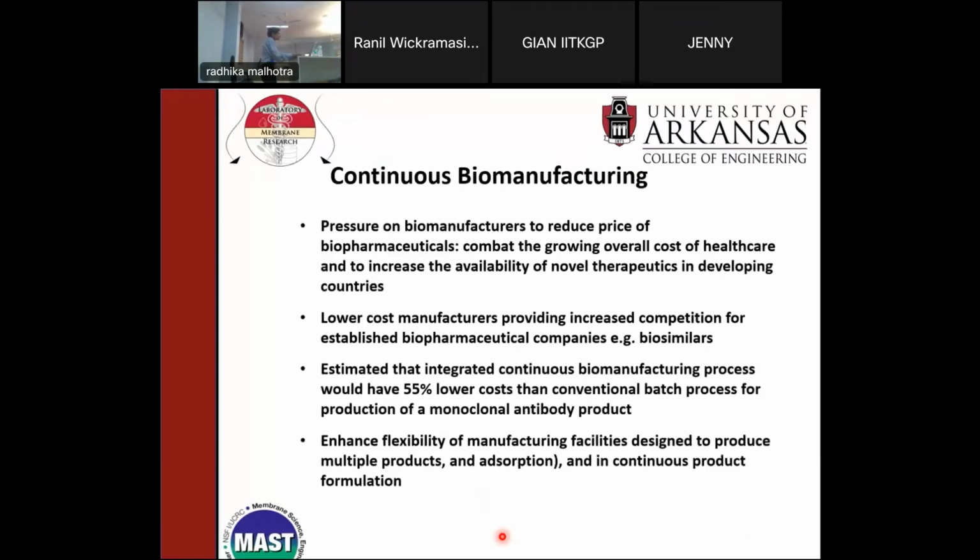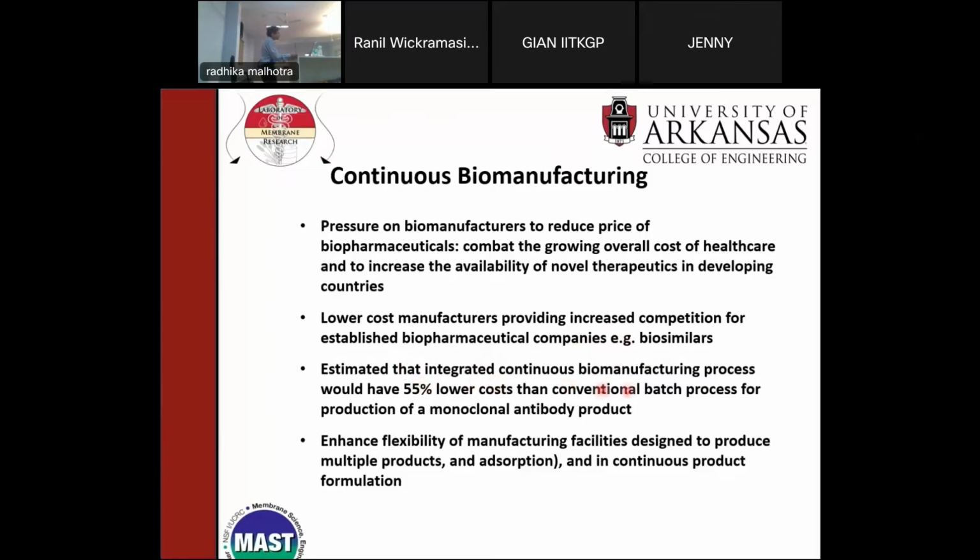Pressure on biomanufacturers to reduce the price of biopharmaceuticals. That's an important point. There's great pressure on that because I told you some of these drugs are like $1 million a dose. Combat the growing overall cost of healthcare and increase the availability of novel therapeutics in developing countries. Lower cost manufacturing provides increased competition for established pharmaceutical companies, especially making biosimilars.